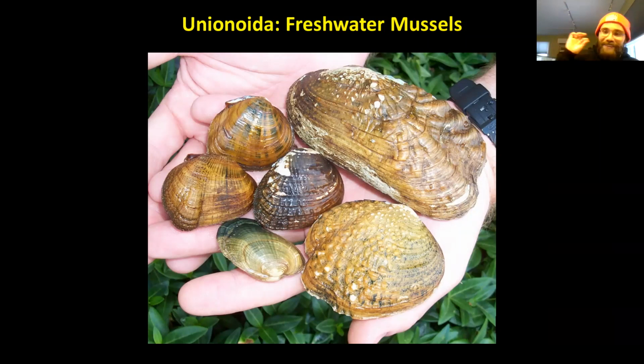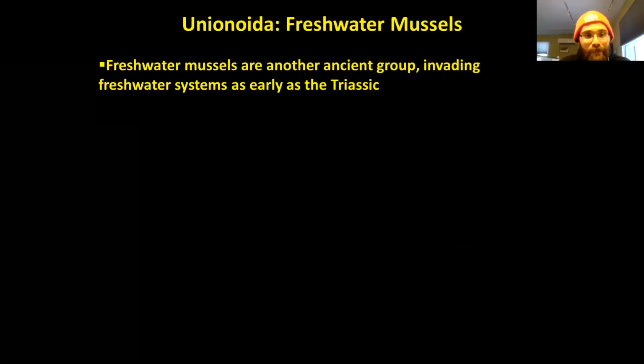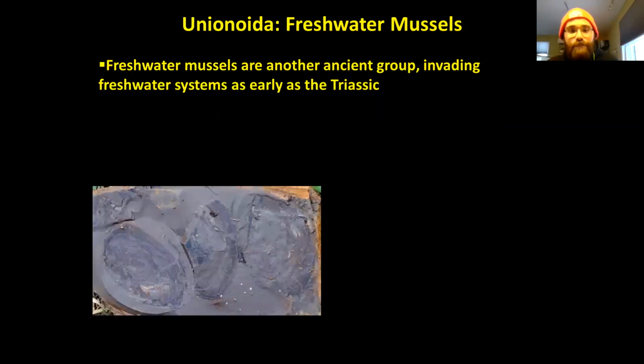So I'm going to probably pronounce this wrong because I am terrible at pronunciations, but Unionoida are the freshwater mussels. I'm not going to try and pronounce it again because it just gets me every single time. So we're just going to say the mussels from now on. So freshwater mussels are another ancient group, and they invaded freshwater systems as early as the Triassic period. So here we have some fossils of freshwater mussels.